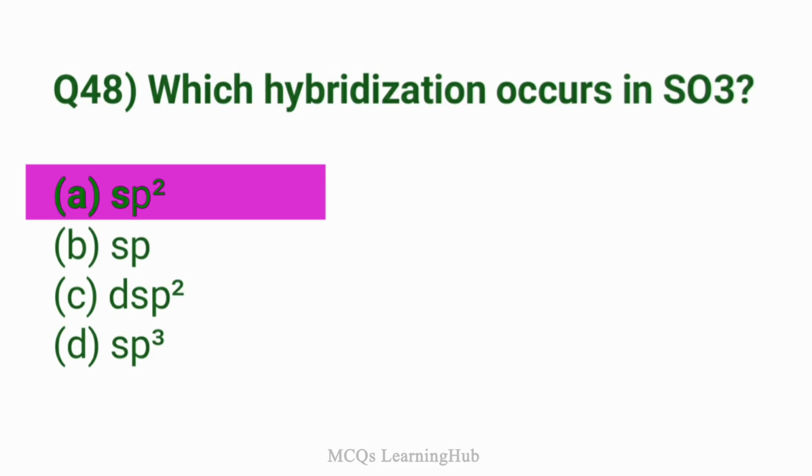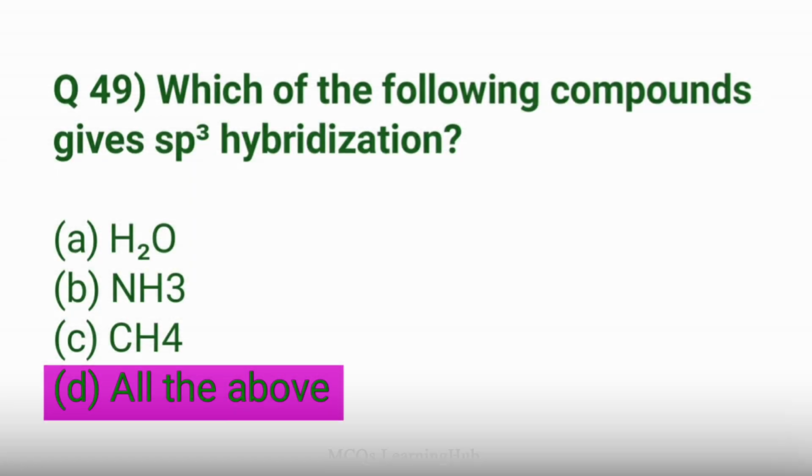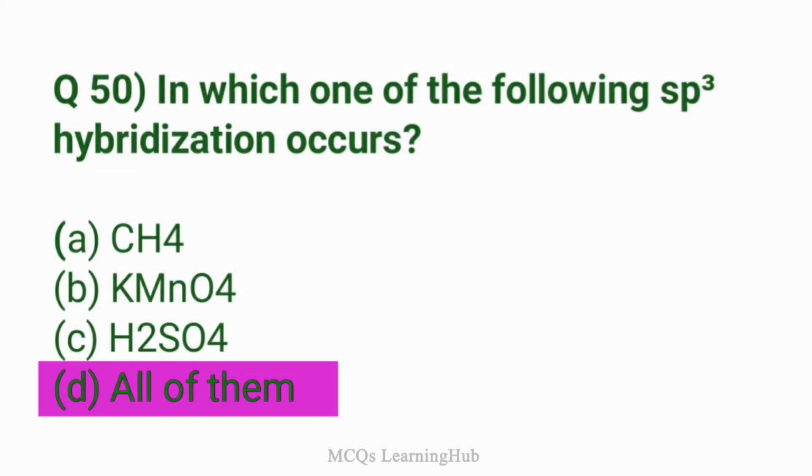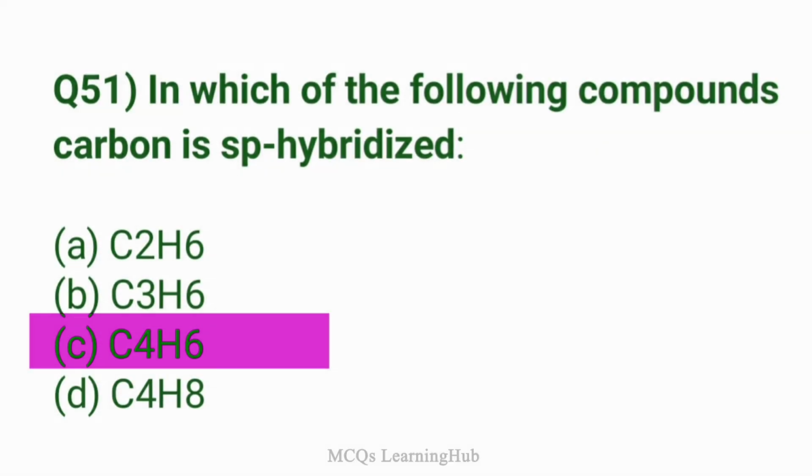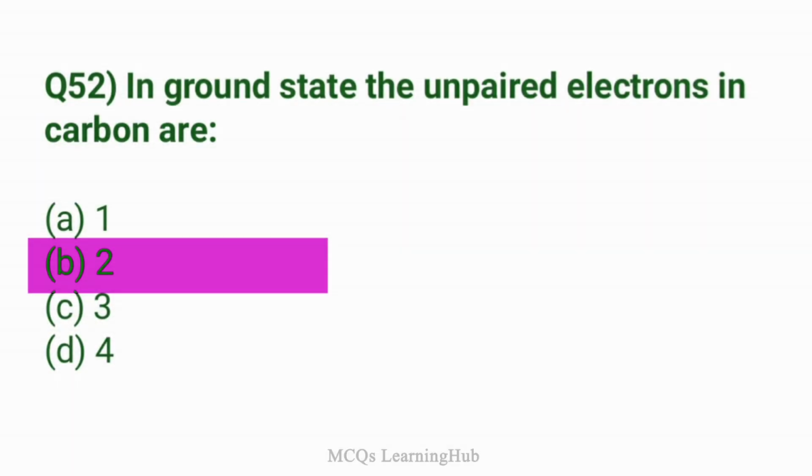Question 48. Which hybridization occurs in SO3? Option A, sp2. Next, which of the following compounds gives sp3 hybridization? Option D, all of these. Question 50. In which one of the following sp3 hybridization occurs? Option D, all of these. Question 51. In which of the following compounds carbon is sp hybridized? Option C, C4H6. Question 52. In ground state the unpaired electrons in carbon are option B, 2.